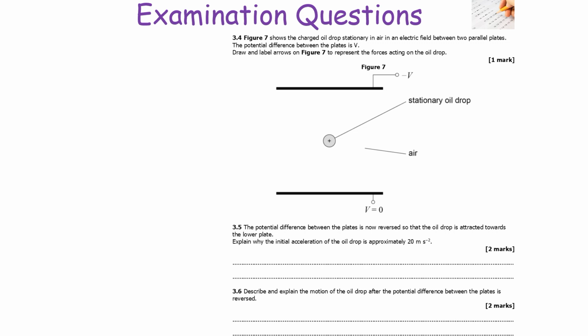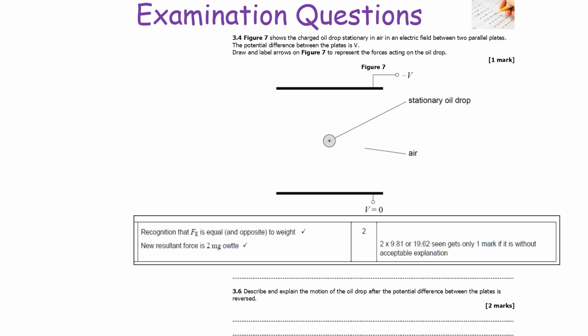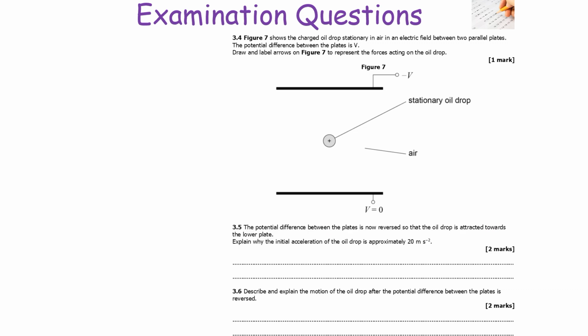Right, it's important to note that the question says to you that the oil drop is stationary. So this tells us that the forces must be in equilibrium with each other. So the idea is that when you look at this particular diagram, you're going to have weight acting downwards. So you're going to have mg acting downwards, but then in the opposite direction, you're going to have the electrical force acting upwards, Fe.